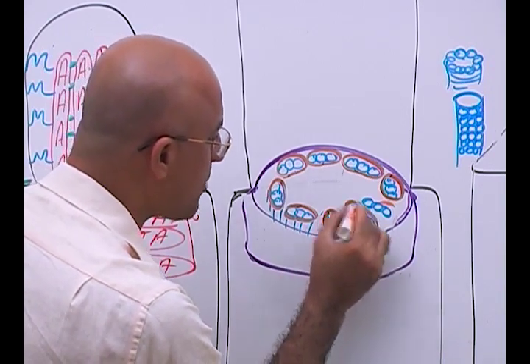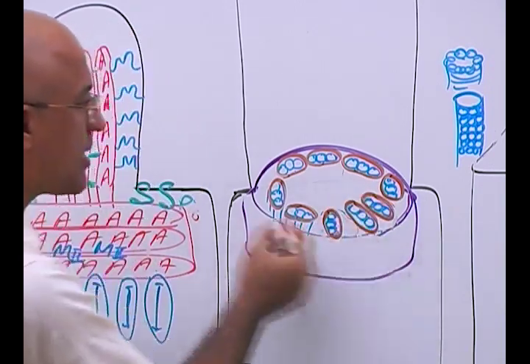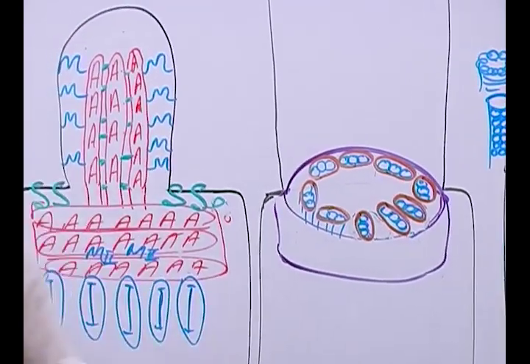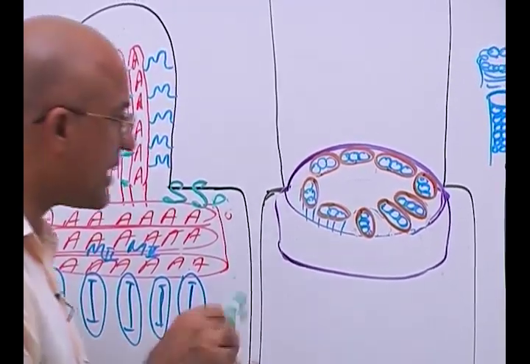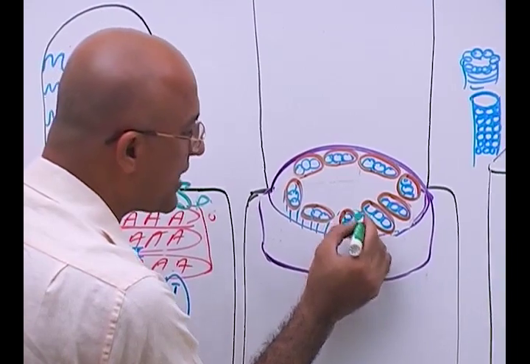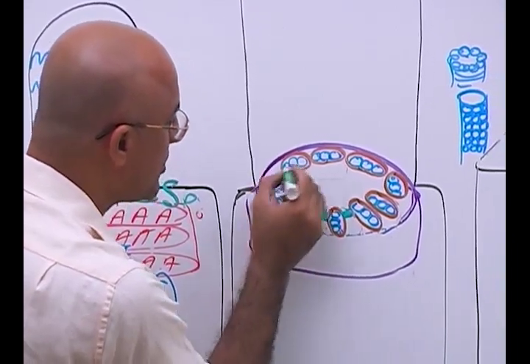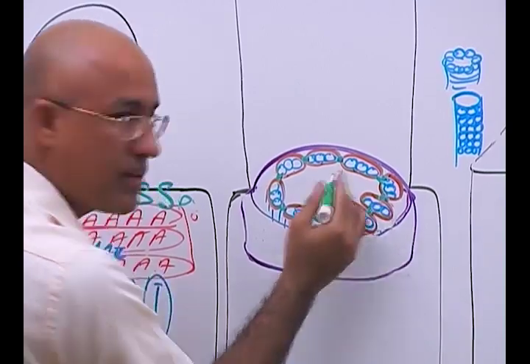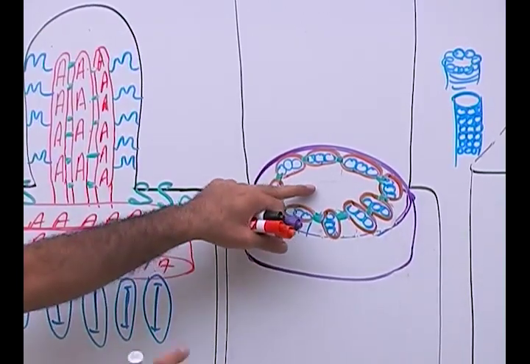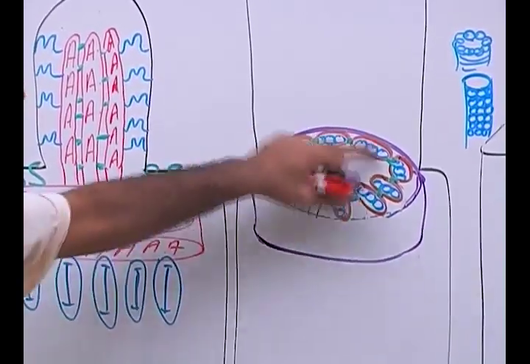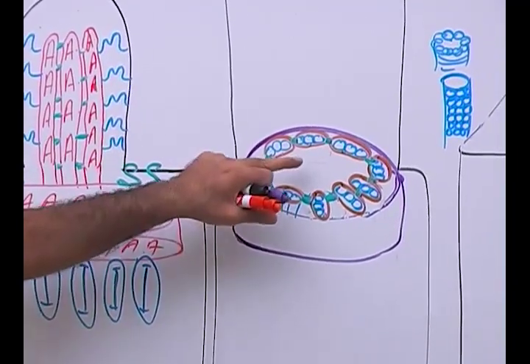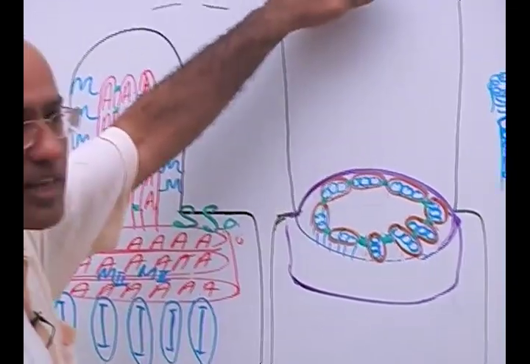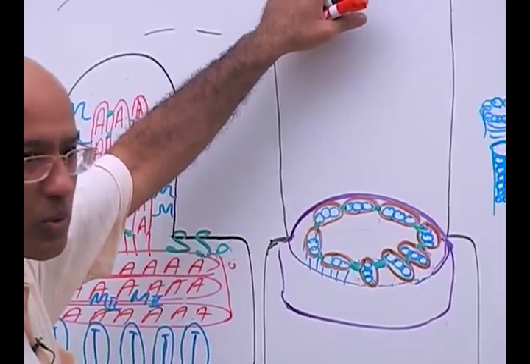Now these 9 triplets together make the basal body. They are making a basal body, and these triplets are held together by special proteins, right? Any question up to this? Now from this basal structure, basically proteins of cilia go out.